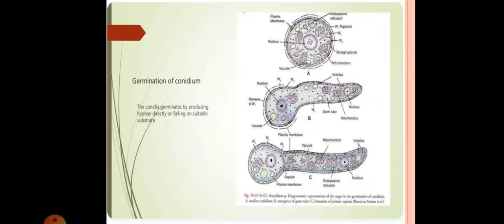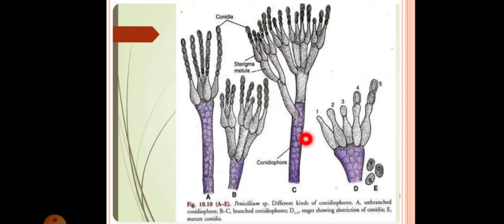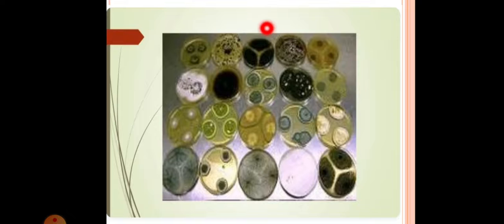Then next, germination of conidia. The conidia germinate by producing hyphae directly on falling on a suitable substrate. So here you can see the structure of conidia, then the germination of the conidium. After the germination, it will produce the Penicillium like this. Then this is the petri dish culture, or nutrient culture, of the Penicillium. In different media, the Penicillium is grown in petri dishes in sterile conditions.